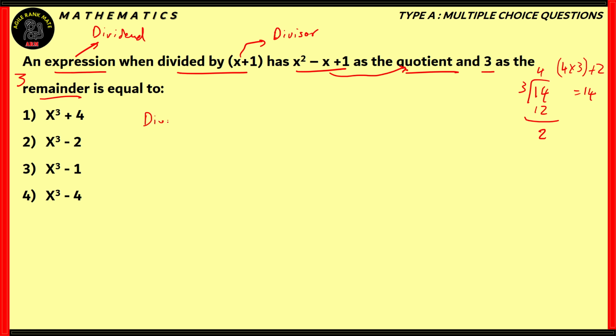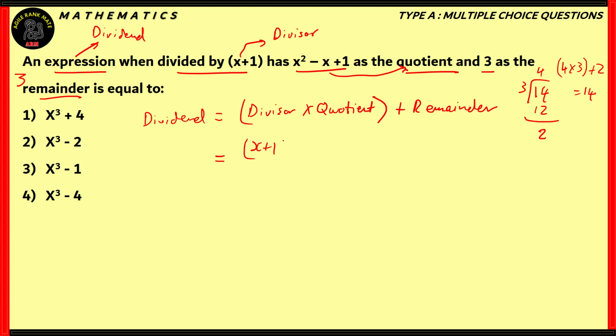So therefore, the formula for the dividend is divisor multiplied by quotient plus remainder. So the first step is to multiply the divisor and the quotient, and whatever multiple you get, you have to add the remainder to it in order to get your proper dividend. So in this particular case, the divisor is x plus 1. The quotient is x squared minus x plus 1, and the remainder is 3.